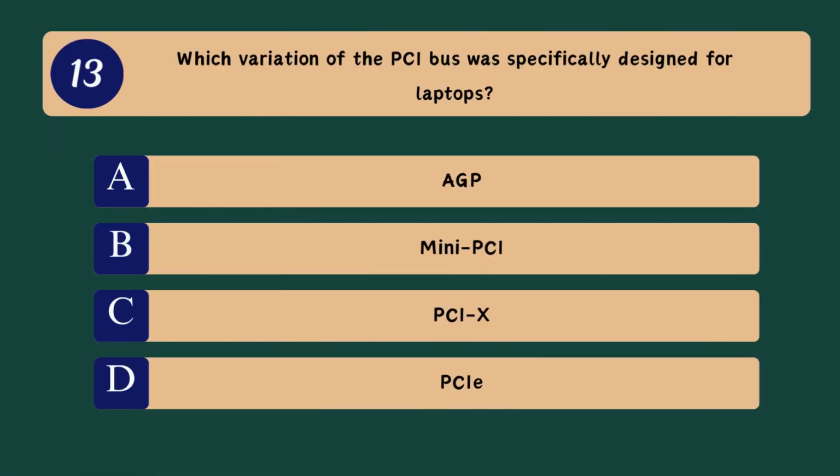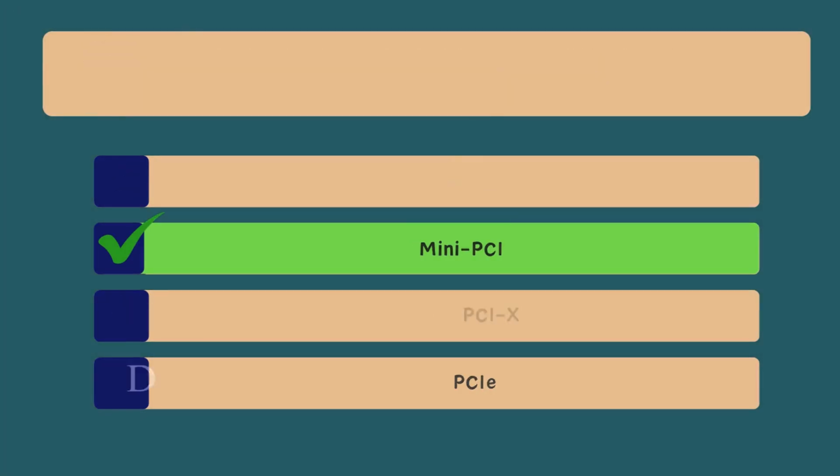Question 13. Which variation of the PCI bus was specifically designed for laptops? A. AGP. B. Mini PCI. C. PCIX. D. PCIe. Correct answer? B. Mini PCI.